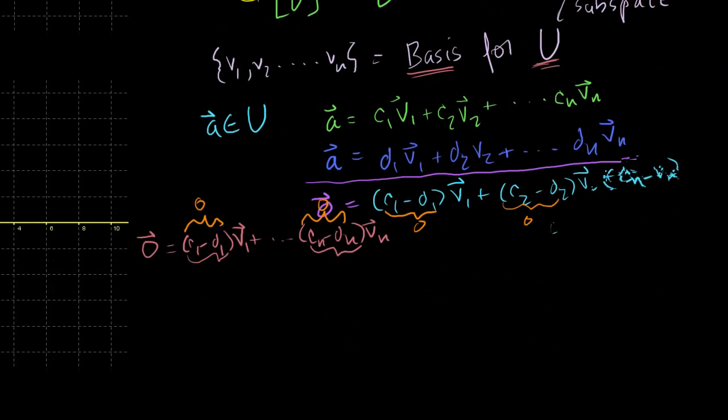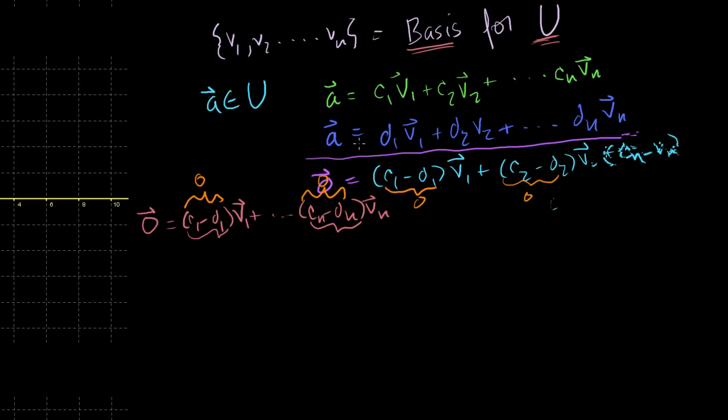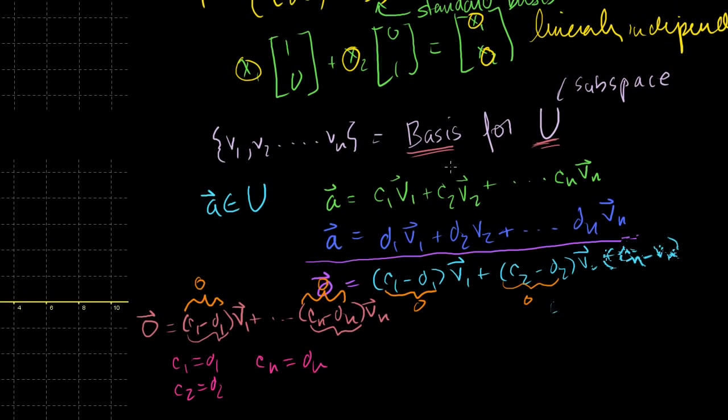So if all of those constants are equal to 0, then c1 is equal to d1, c2 is equal to d2, all the way to cn is equal to dn. So by the fact that it's linearly independent, each of these constants has to be equal to the corresponding one. And that's our contradiction. I assumed they're different, but the linear independence forced them to be the same. So if you have a basis for some subspace, any member of that subspace can be uniquely determined by a unique combination of those vectors.